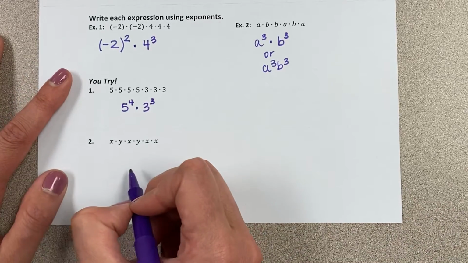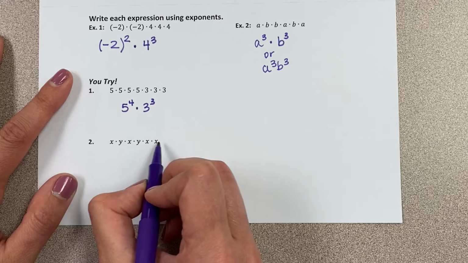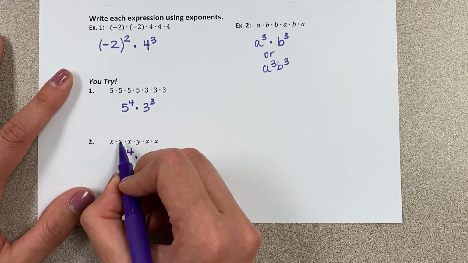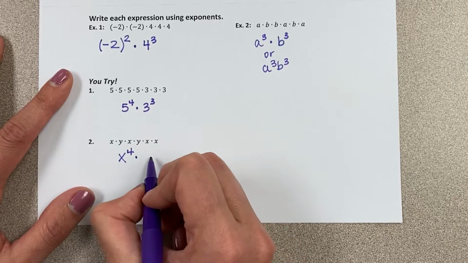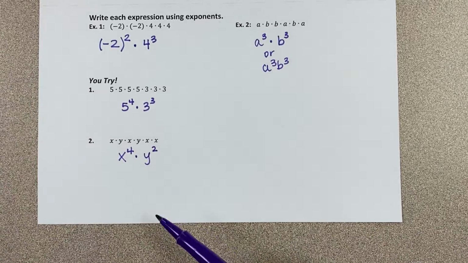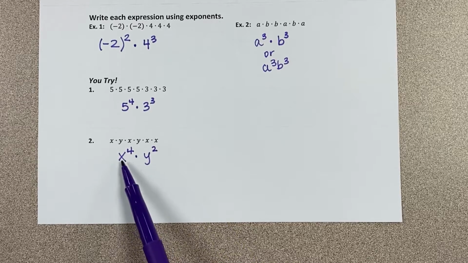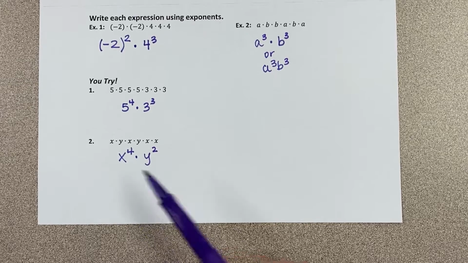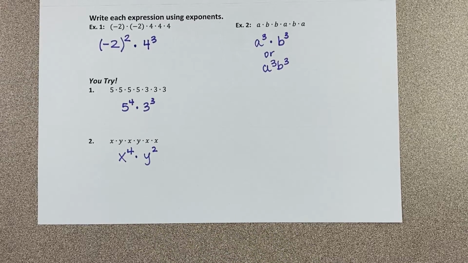The next one we have x's and y's. I have 1, 2, 3, 4 x's. So that's x to the fourth times 1, 2, 2 y's. So y squared. If you notice, I did not put 4x or 2y. We're multiplying these 4 times, so that means there's going to be an exponent.